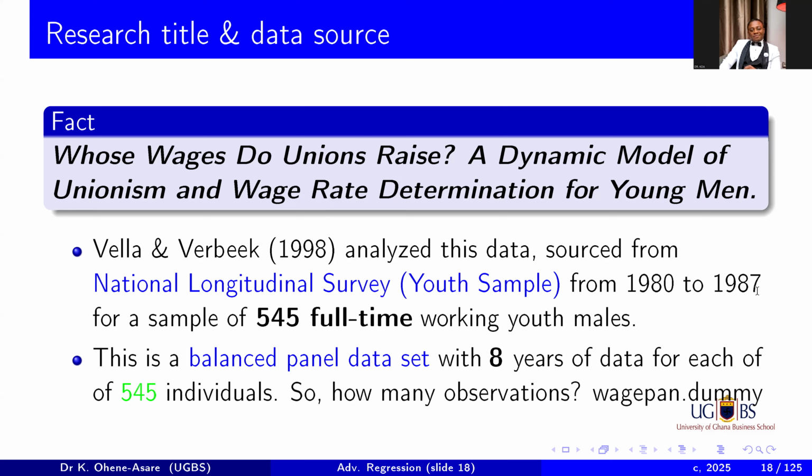I'm talking about 1999. The data was a balanced data. Remember, look at the years from 1980 to 1987. Anytime you're doing a research like that, talk about your sampling data. Discuss a bit of things about it. So how many observations are we going to have here? 545 individuals, 8 years. How many observations are we talking about? Let me see if I can show you the data. How many observations?